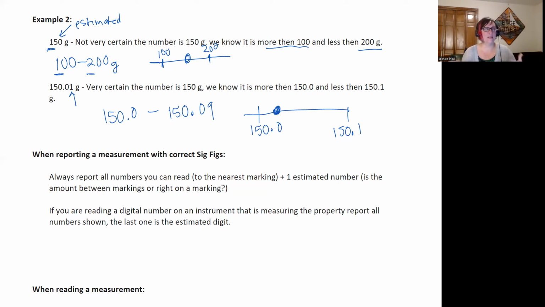And it's like, these are just numbers that are being reported, and it turns out there's so much more information held in that number than it looks like on the surface. So to summarize here, when reporting a measurement with correct significant figures, you're going to want to always report all of the numbers you can read to the nearest marking and then add one estimated digit. And so this is usually the amount between markings.